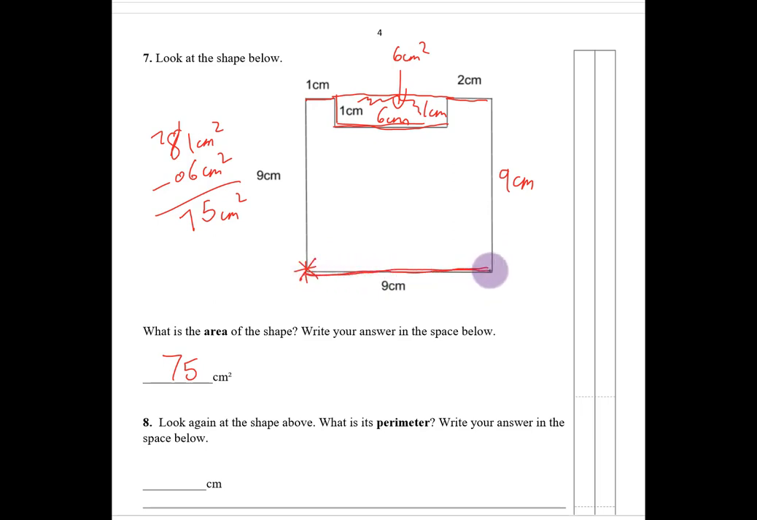So we've got 9, added to 9 is 18, added to 2 gives me 20, and then 1 is 21, 6 is 27, 1 is 28, another 1 is 29, and then another 9 gives me 38. Okay, so put them together whatever way, but make sure you add together all the sides, and that will give you the perimeter.